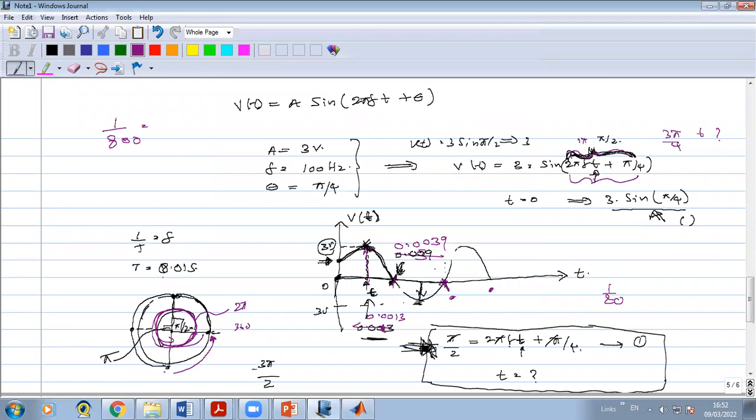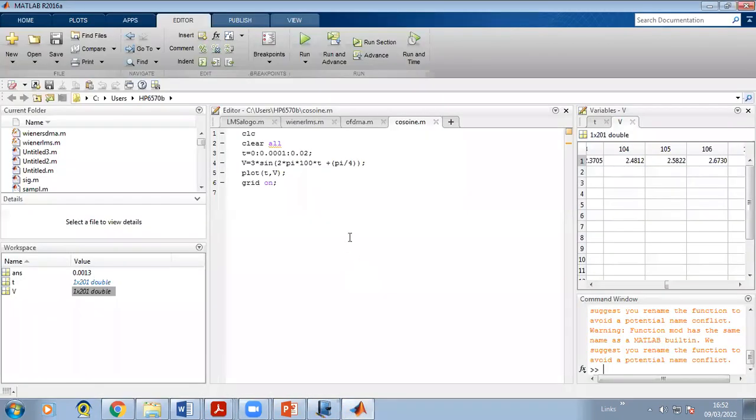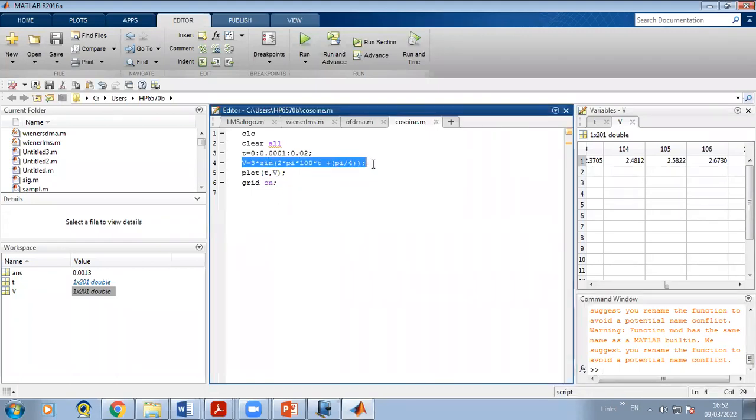So this is for one signal. In the next section we are asked to draw the composite signal. That means we have to add 2 signals together. So what is our first signal?